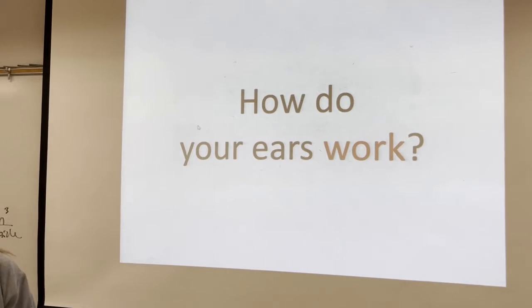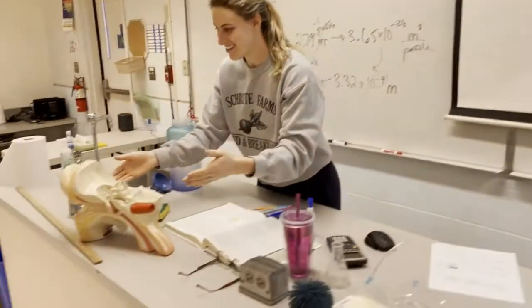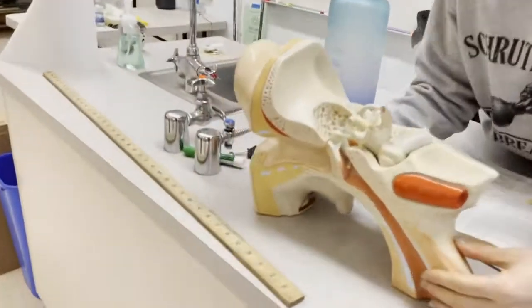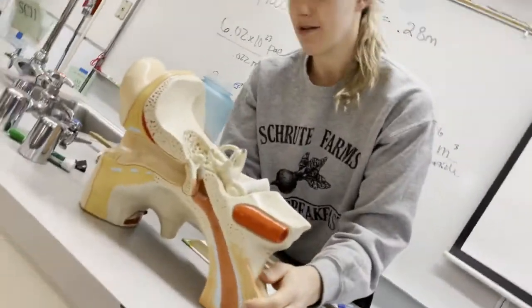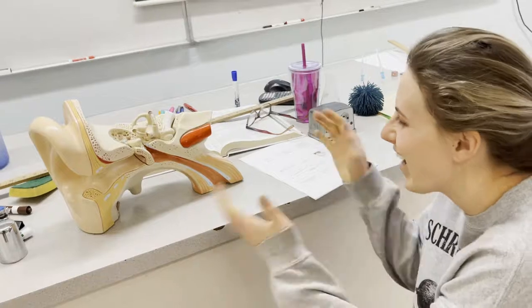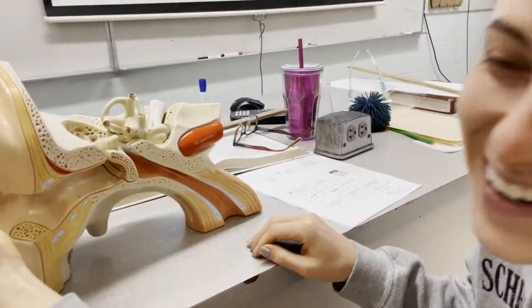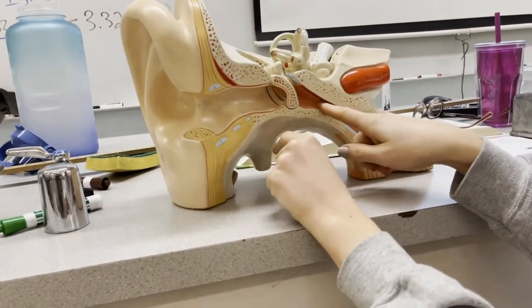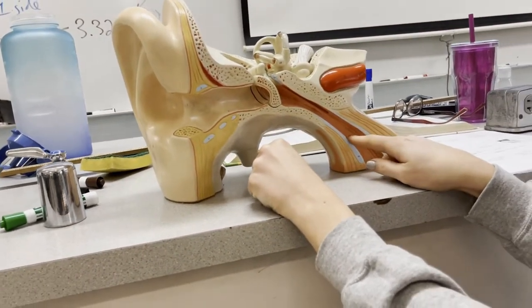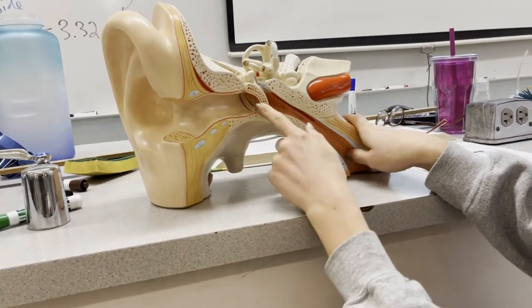How do your ears work? Let's take a look at the ear. This is your ear, this is your earlobe. You've got your outer ear and your inner ear, and they're separated by this tympanic membrane in there.